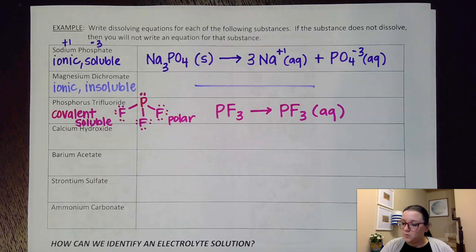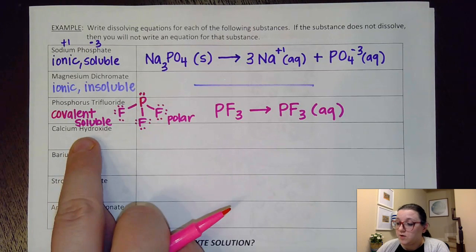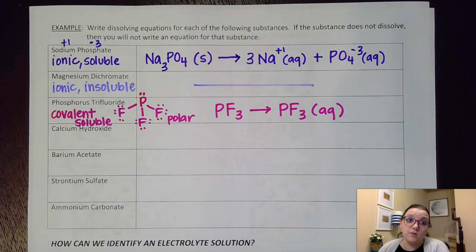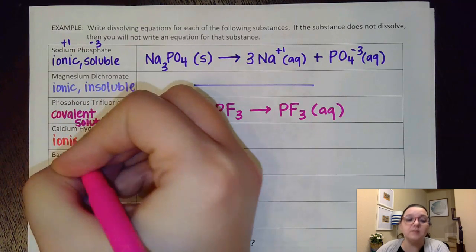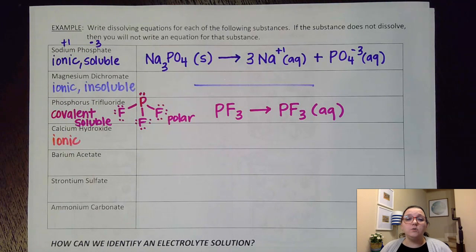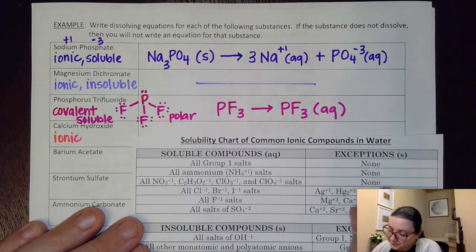All right, one more we're going to do together, calcium hydroxide. Again, I would ask myself, is it ionic or covalent? I see I have a metal polyion combination there. Be careful, hydroxide is a polyion, even though it has an "ide" ending. So being ionic, I would want to consult my solubility rules. I don't have a group 1, ammonium, or nitrate, so I'm going to go ahead and consult my chart.